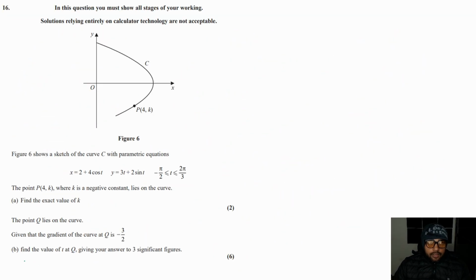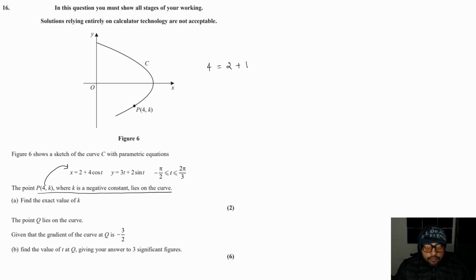Now let's move to the last question of this paper. They have given us a sketch of the curve with a parametric equation, and they have also given the value of x. Now point P, where k is a negative constant, lies on the curve. So this point lies on the curve, which means the coordinates of this point will satisfy this equation. So x here is 4. We'll directly plug in the values here.